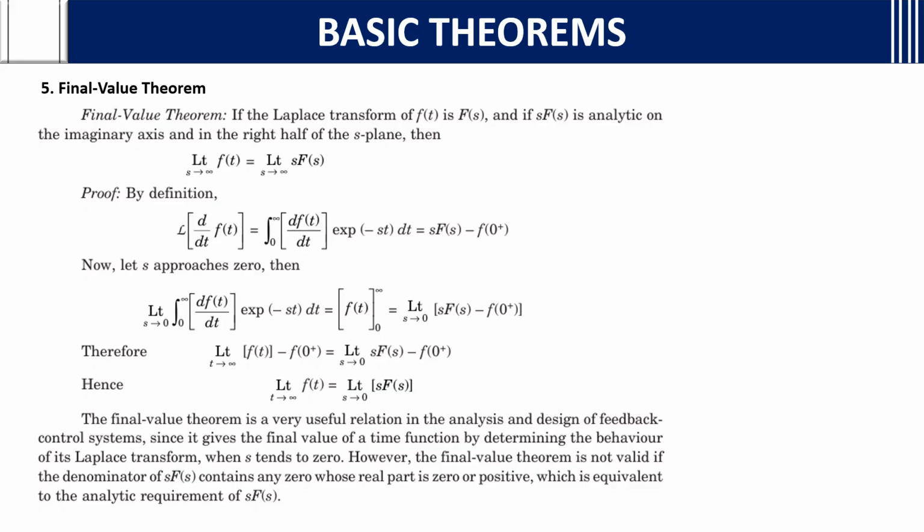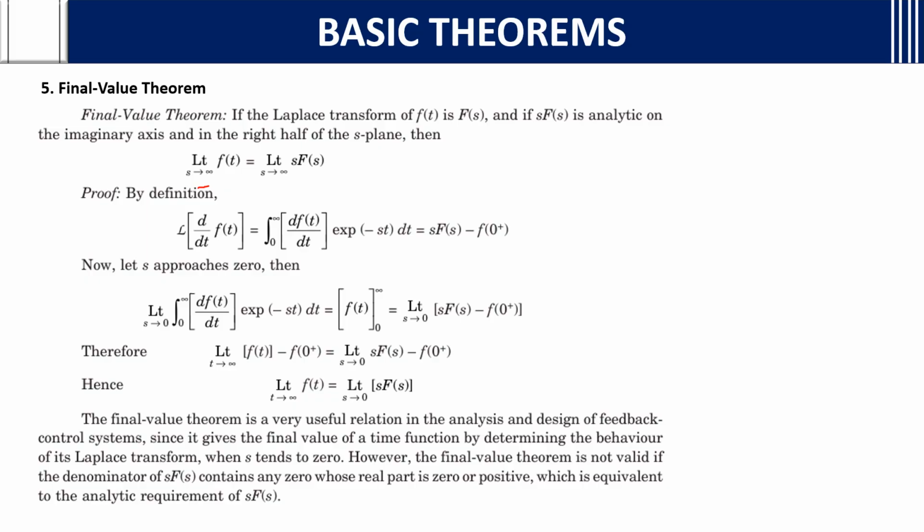In the final value theorem, if the Laplace transform of f(t) is F(s), and if s into F(s) is analytic on the imaginary axis and in the right half of the s plane, then the limit as t tends to infinity of f(t) is equal to the limit as s tends to 0 of s into F(s). In the initial value theorem, t tended to 0, but here t tends to infinity.